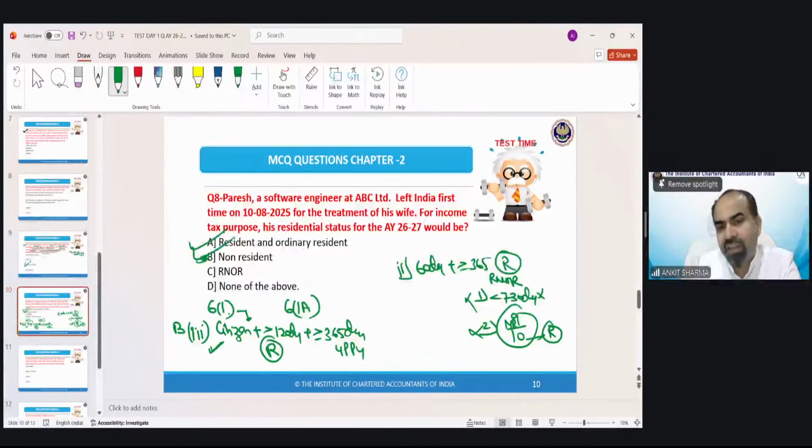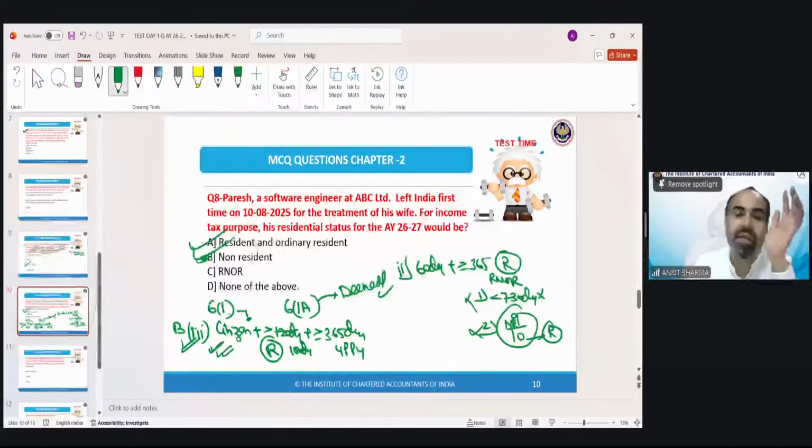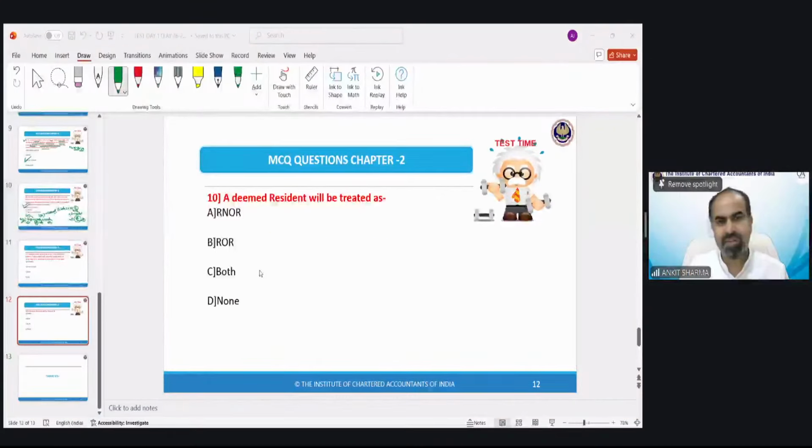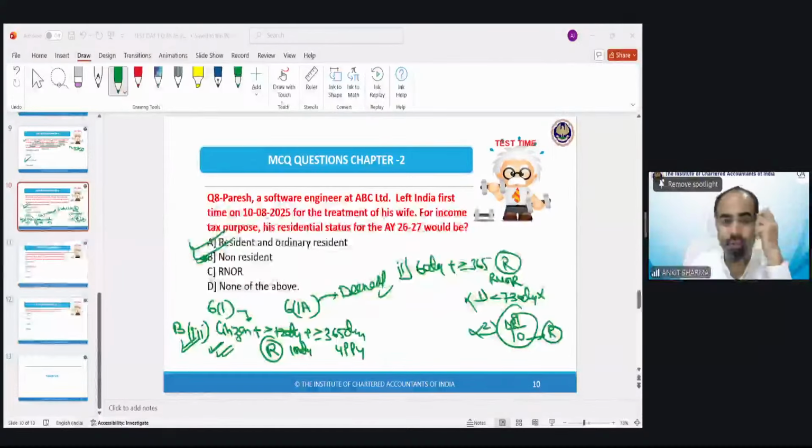Suppose in this case he is in India for 100 days only. Then this third category is not fulfilled. Then as per section 6(1)(a), he would be a deemed resident. But in this example, he would be a resident and not ordinary resident as per special condition B third category. Now is it clear? Okay, I will send the other questions to you, so you can try those questions with the solution, students.